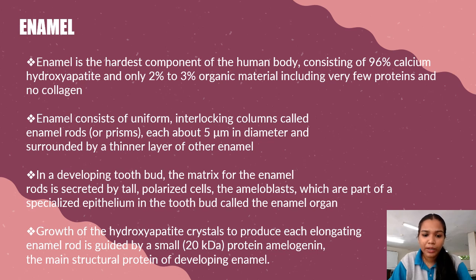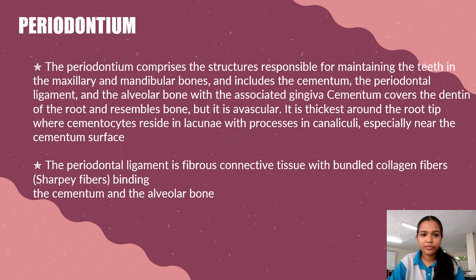In a developing tooth bud, the matrix of the enamel rods is secreted by tall polarized cells, the ameloblasts, which are part of a specialized epithelium in the tooth bud called the enamel organ. Growth of the hydroxyapatite crystals to produce each elongating enamel rod is guided by a small 20 kDa protein, amelogenin, the main structural protein of the developing enamel.